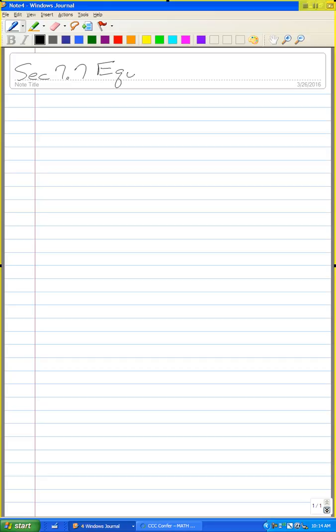Okay, section 7.7. Equations with rational expressions.